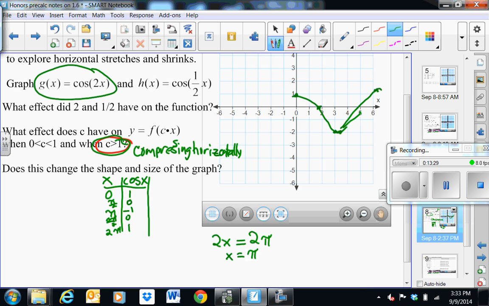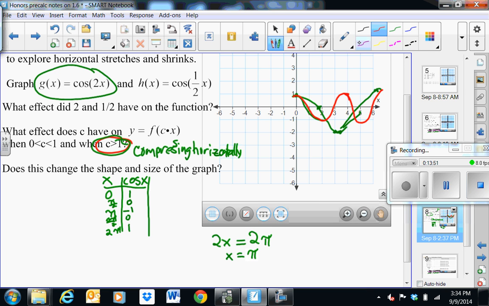So it didn't change anything about our max and mins. Oh, I should change to red. But it did make our function, I can't draw, go 2 times in the 2 pi period.